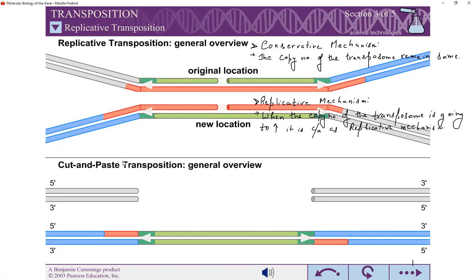In the other, cut and paste transposition, what has happened is that the DNA has been cut and this DNA is going to move from one location to the other. Next. Here, in this particular case, even recombination can take place. As the recombination can take place, it will produce new types of combinations.